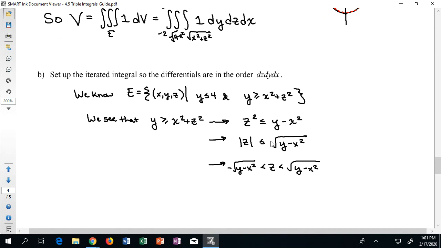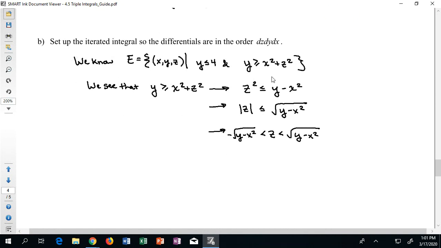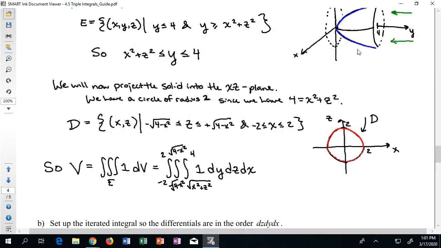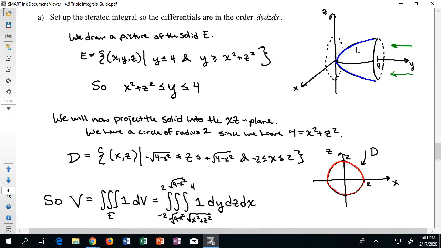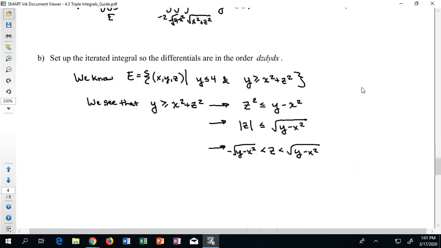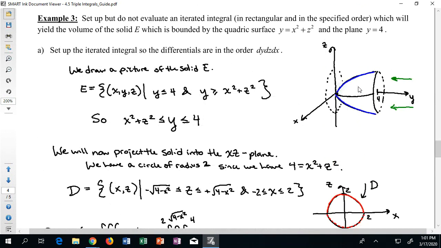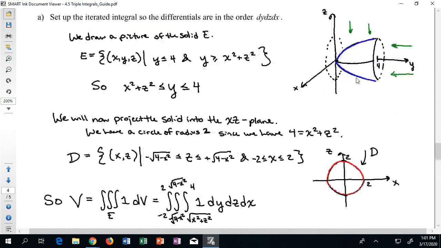Okay. Notice though, I was able to bound z, and if z is bounded first, I already have a floor and a ceiling. I've identified how low and how high I can go, kind of like these two blue pieces here. I could now think about what's the projection into the xy plane. That would be changing my arrows here to imagine if I was looking down, what shape would I see?